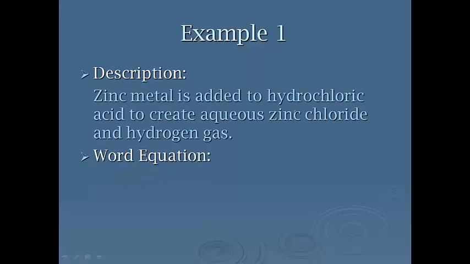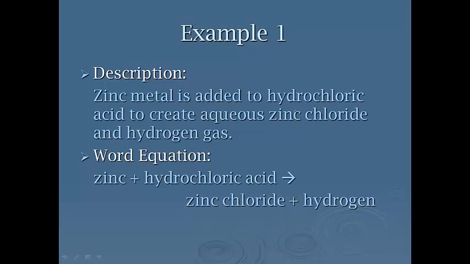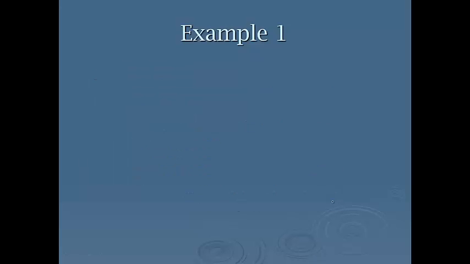I have zinc metal. It's added to hydrochloric acid to create aqueous zinc chloride and hydrogen gas. Now, the word equation, I'm going to do a lot in the beginning. It really is just meant to help you organize what are your reactants and what are your products. Okay, so I've got zinc and hydrochloric acid. To create, you're going to see some words like combine, to form, generate, react to produce, but we get zinc chloride and hydrogen on the other side.